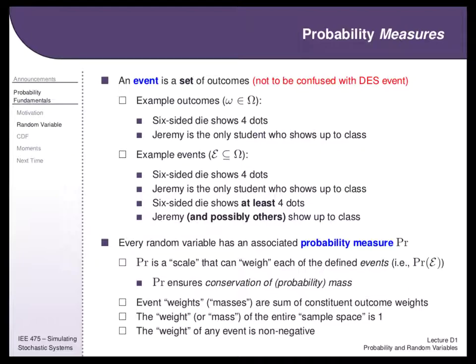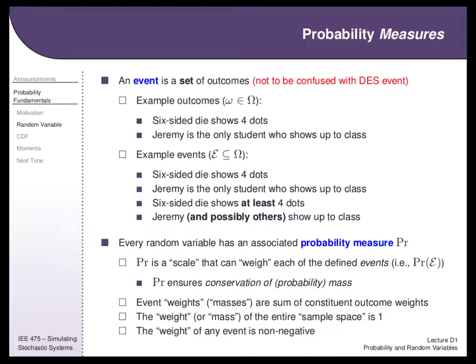And so that's where we get this weight interpretation, and that's why the event weights are the sum of the outcome weights inside them. Now the weight of the whole sample space is 1. So that's the weird thing about probability. This table weighs less than this table. But in the world that we care about, we normalize by the weight of one of these tables and just call it a unit weight.